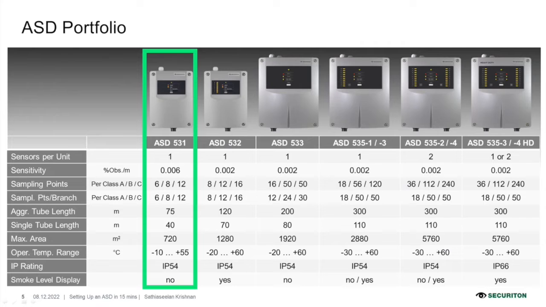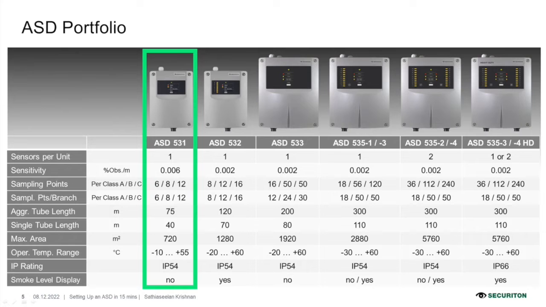In terms of the operating temperature, we're looking at about -10 up to plus 55 degrees, which means average cold storage warehouses or data centers, which are at a lower temperature, could actually utilize our ASD 531 as well. In terms of IP rating, it comes with IP54. And of course, it does not have a smoke level display, but indications of pre-alarms can be shown in the alarm signals as well, which I'll also explain in a short while.